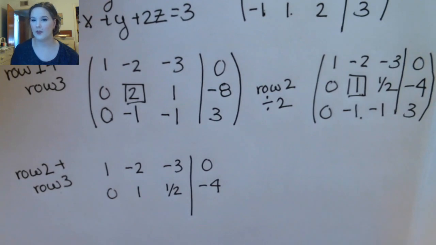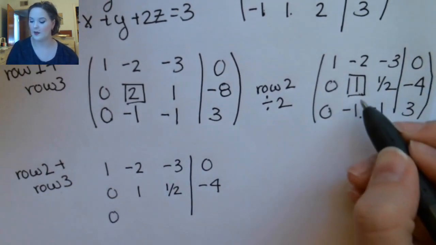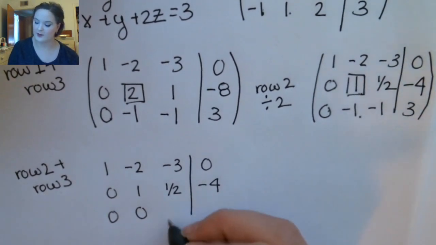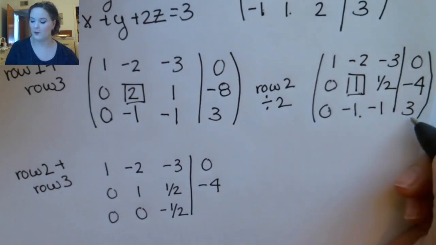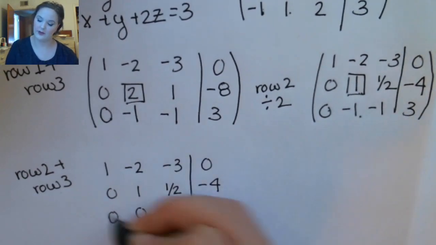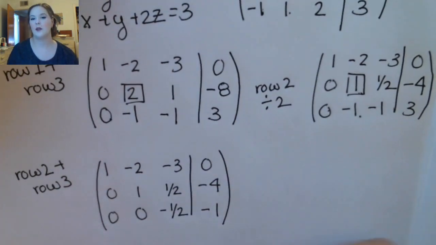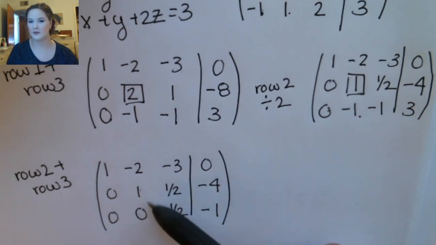And then my third row, I'm going to add them. So 0 plus 0 is 0. 1 plus -1 is 0. 1/2 minus 1 is -1/2. And then -4 plus 3 is -1. Now I'm done with this column because I have 1 on the diagonal. Remember, this is the diagonal, and then everything below that is 0.